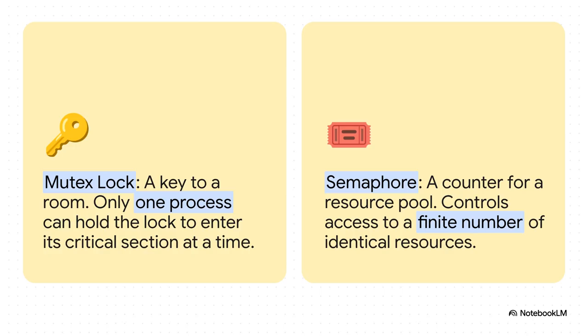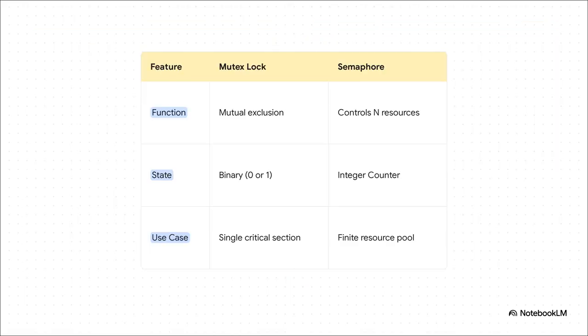A semaphore, on the other hand, is more like a bouncer at a popular club that has a strict capacity. The bouncer keeps account of how many people are inside and only lets new people in if there's room. Putting them side by side makes the difference crystal clear. A mutex is a simple on or off switch, locked or unlocked. It's perfect for protecting one single critical section. A semaphore is a counter. It can count from 0 up to some number, which makes it perfect for managing a pool of resources. Like say you have 5 available database connections and you want to make sure no more than 5 processes try to use them at once.